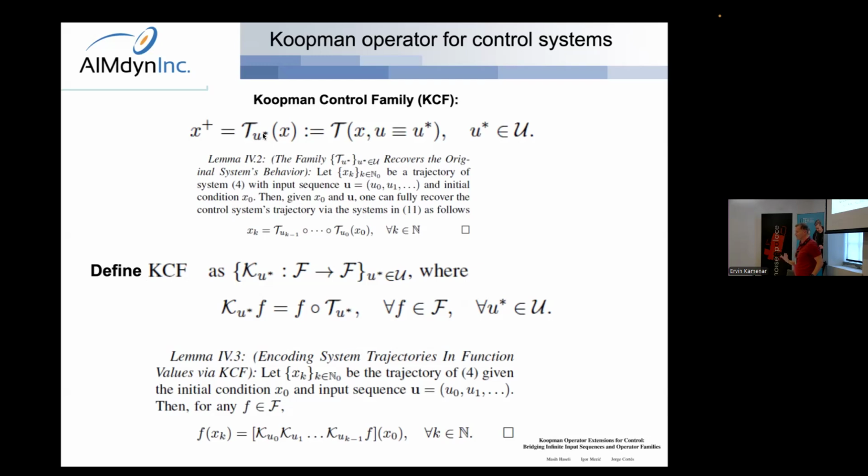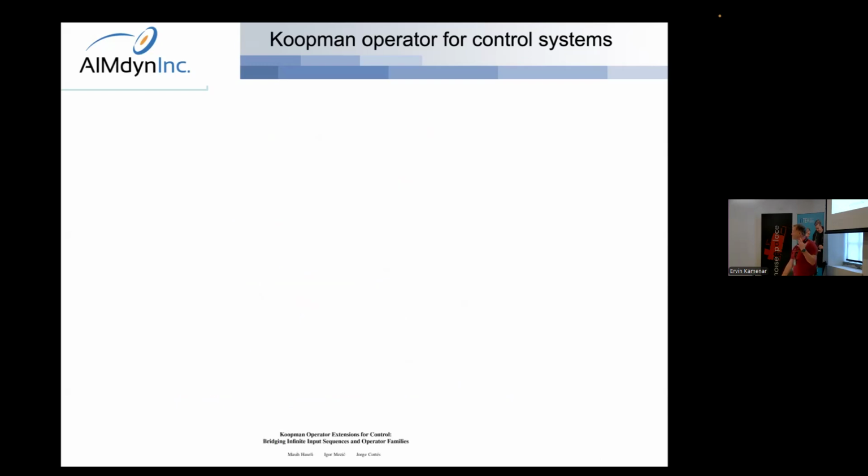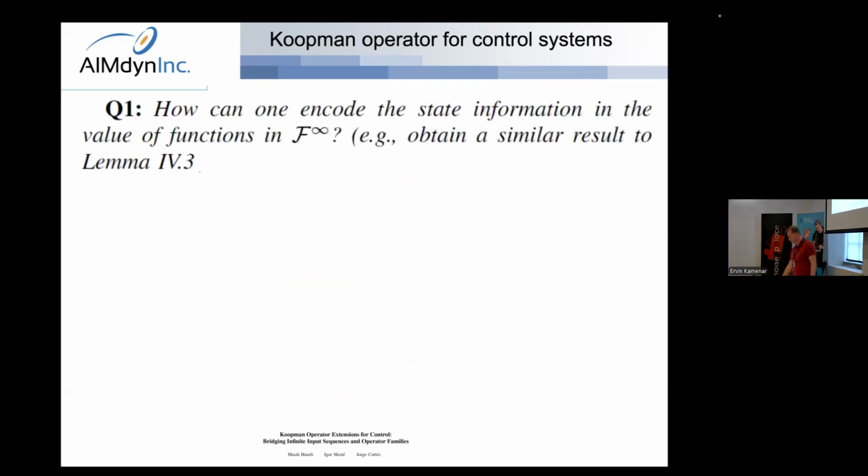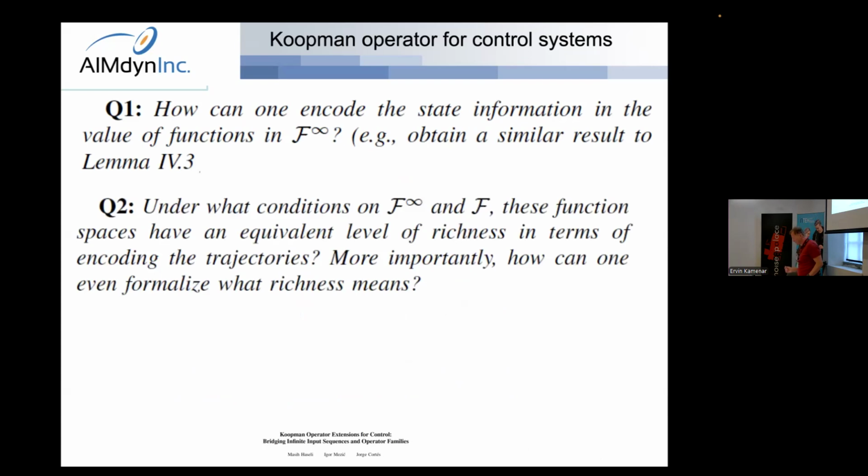And functional spaces are important. So the question of how these things work together is kind of an interesting one, and that's what we set out to do. So we asked 3 questions. How can one encode the state information in value of functions in F infinity? That's the product space. So that's one. So similar results to the previous lemma that I have.